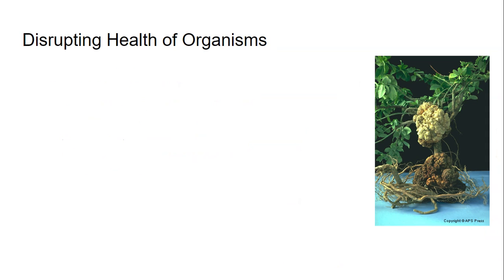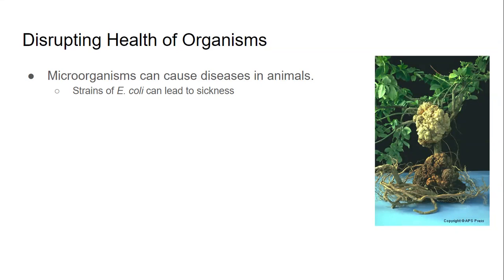Now, some examples of disrupting the health of organisms: we know that microorganisms can cause diseases in animals. So, strains of E. coli can lead to sickness. This is something that many people have probably heard about in things like lettuce and other foods. If there are certain strains of E. coli, it can cause you to be sick. Now, that doesn't mean that you're necessarily going to have long term health effects. It could, but it can cause some sort of sickness in your body, even just for a short period of time.